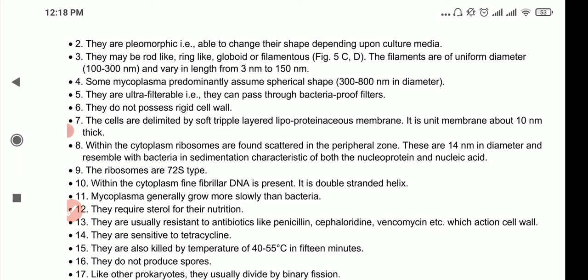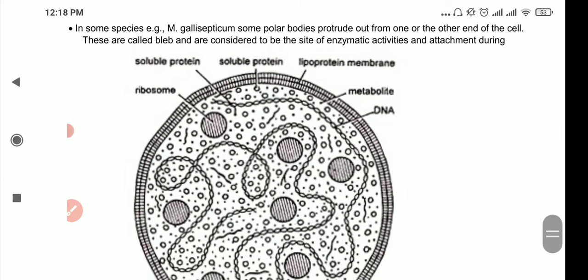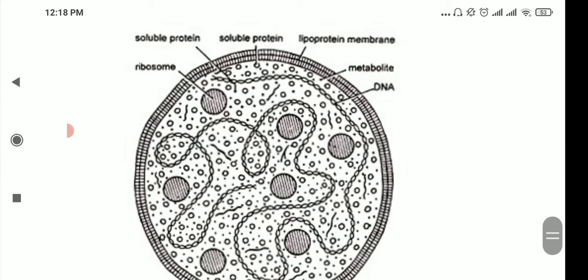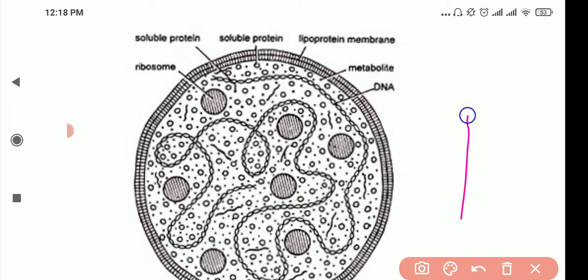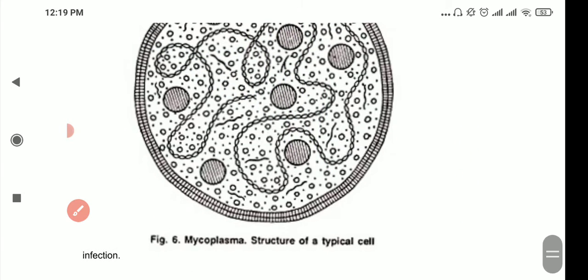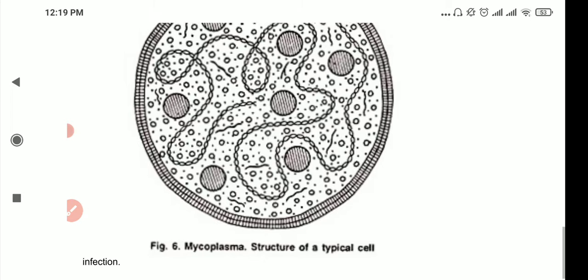So let's look at the inside part, the internal structure. They have cytoplasm and ribosomes. They are found scattered in the peripheral zone. I think it's better we just look at the image first. So you can see this diagram. Let's look at the figure name. The figure name is Mycoplasma, structure of a typical cell.